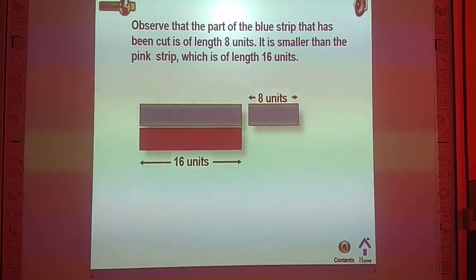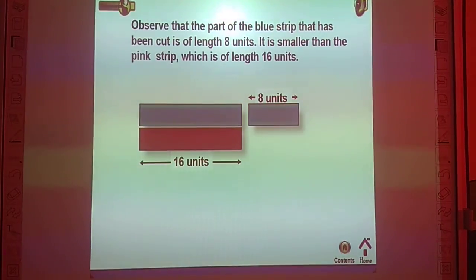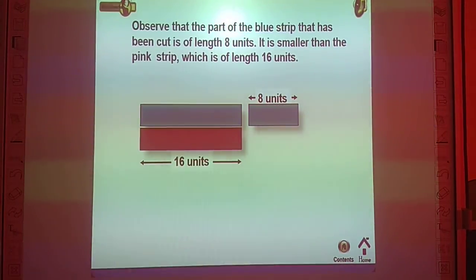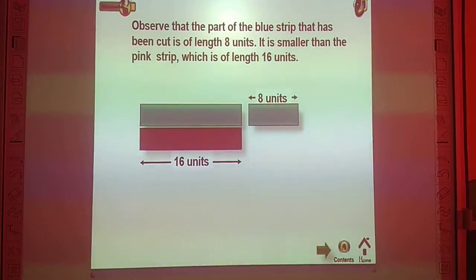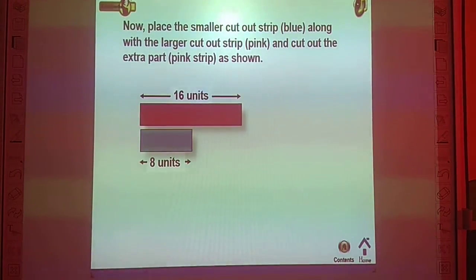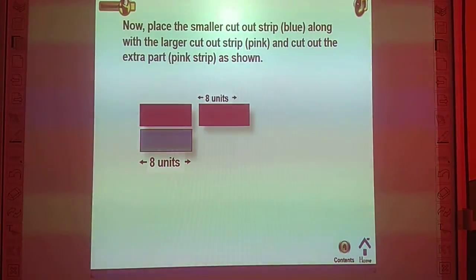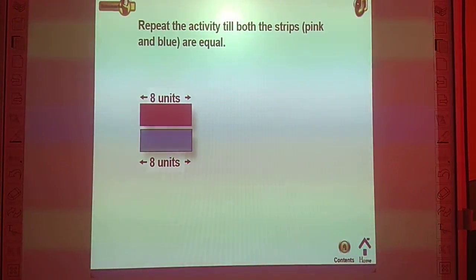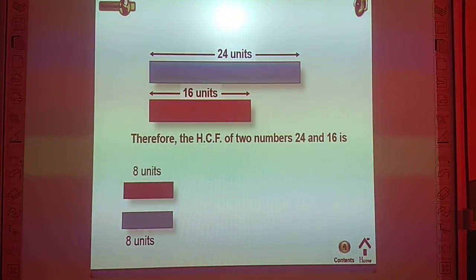Observe that the part of the blue strip that has been cut is of length 8 units. It is smaller than the pink strip, which is of length 16 units. Now, place the smaller cutout strip along with the larger strip and cut out the extra part of the pink strip, as shown. Repeat the activity till both the strips, pink and blue, are equal. Therefore, the HCF of the two numbers 24 and 16 is 8.